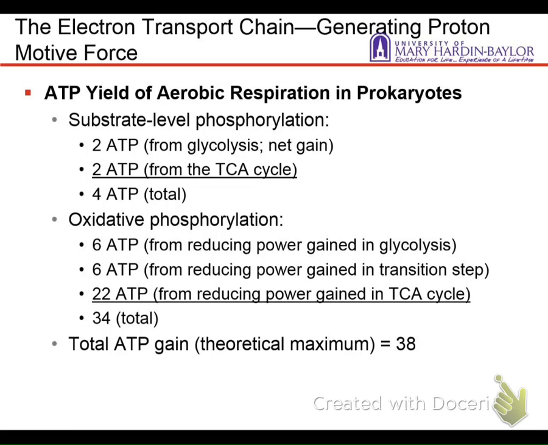And then out of the TCA cycle, we can get 22. And another trick question, what's the reducing power that comes out of the TCA cycle that feeds into oxidative phosphorylation? NADH and FADH2 come out, okay? You can go back and do the math, but out of all of that reducing power, we get 34 ATP that can be produced, assuming all of these numbers are assuming one big thing.